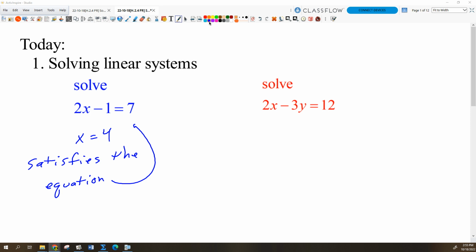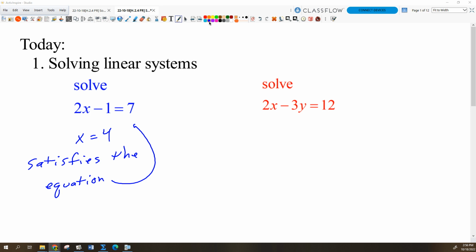No big deal. Solve this one. Tell me the x value that works. Okay, I'm getting some blank stares. How come? What's different about this one? There's x's and y's. So we can't just solve this and get a single answer for x, right? If I solve this for x, I'll pick a value of x that works, 10.